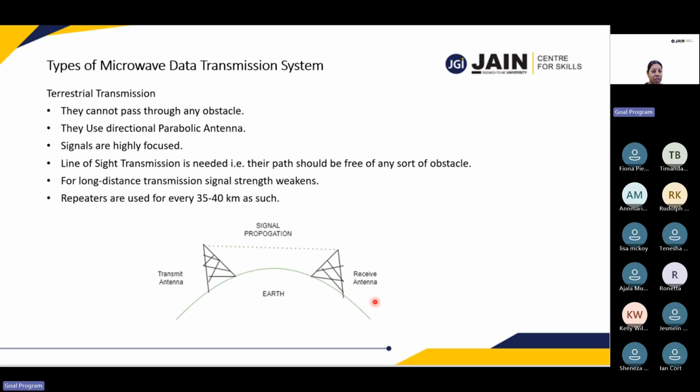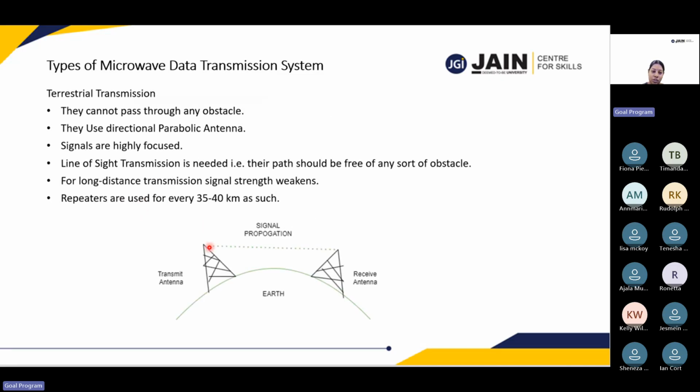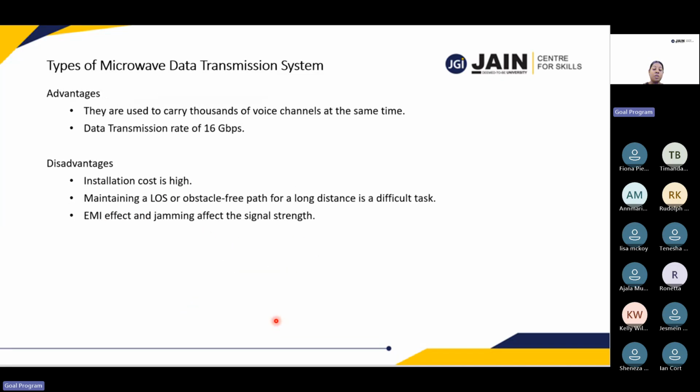Advantages of this particular terrestrial transmission is they are used to carry thousands of voice channels at the same time, and the transmission rate of the data is 16 Gbps, that is gigabits per second. Disadvantages: installation cost is very high. Maintaining the line of sight and the obstacles is difficult over here. An obstacle-free path is difficult over long distances.